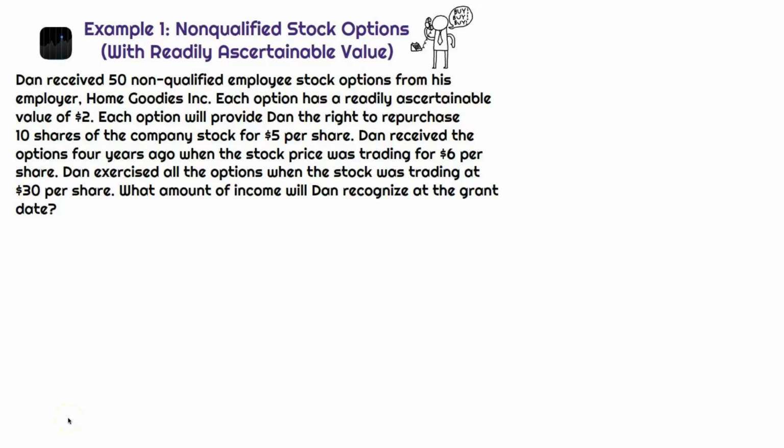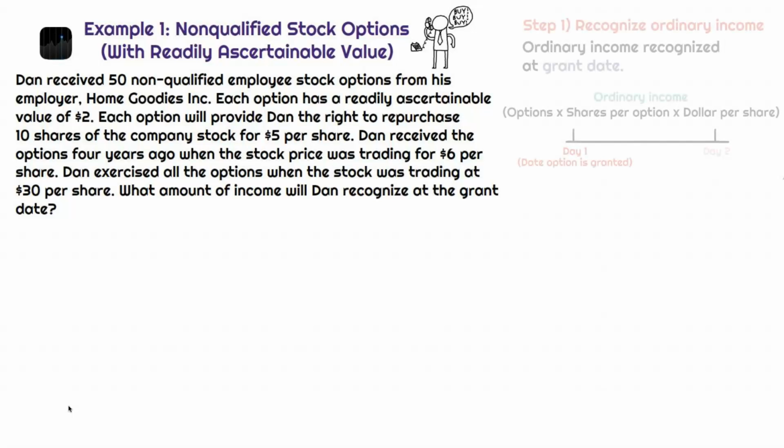Each option has a readily ascertainable value of $2 per option. Each option will provide Dan the right to repurchase 10 shares of the company's stock for $5 per share. Dan received the options 4 years ago when the stock price was trading for $6 per share. Dan exercised all of the options when the stock was trading at $30 per share. So let's start by asking ourselves, what amount will Dan recognize at the grant date?